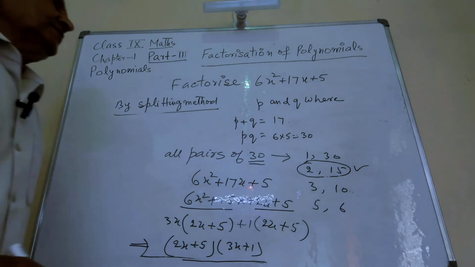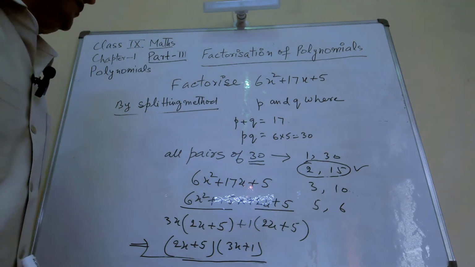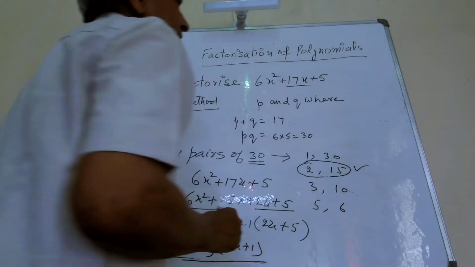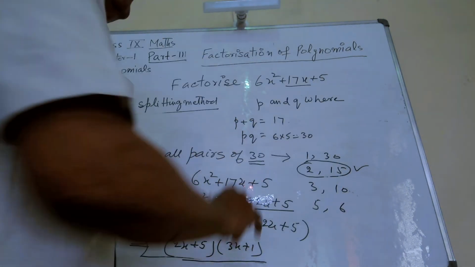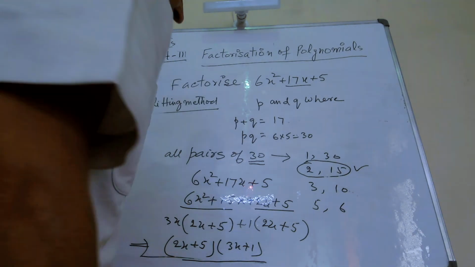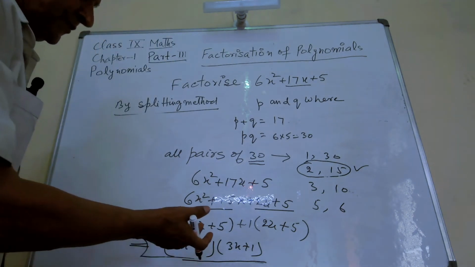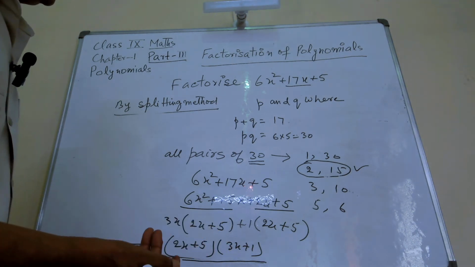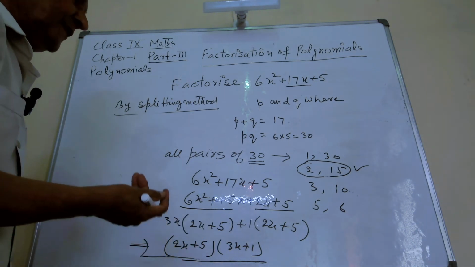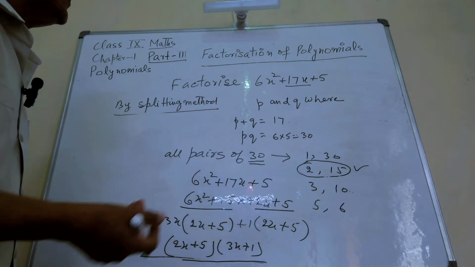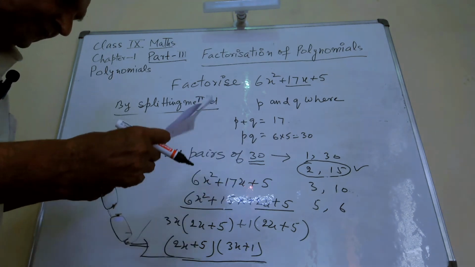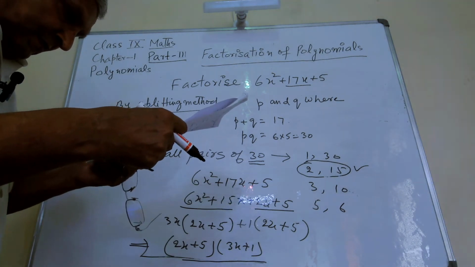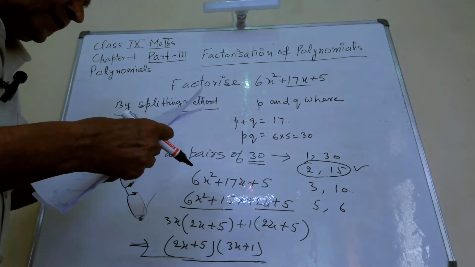So this is the splitting method, in which you have to split the middle term. This is a very simple method. You can check this method with the help of more examples. Do it yourself. Now I am taking one more question. Factorize.